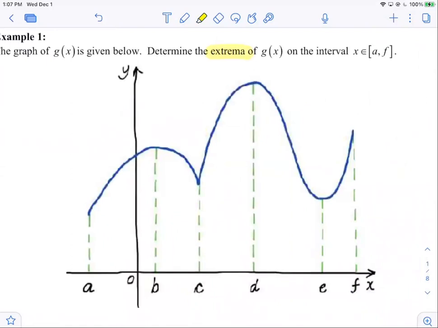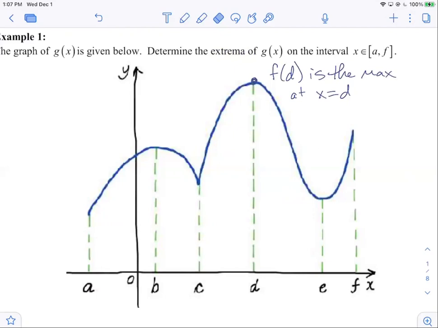So this is an easy one. Look on the closed interval from A to F. Do you see a Y value that is taller than all the others? Yeah, I do too, right here. So we would say that F of D is the max value, or just the max. And it occurs at X equals D, okay? If you want to write it in a sentence, we write it like this. F has a max of, well, I'll just leave it like that.